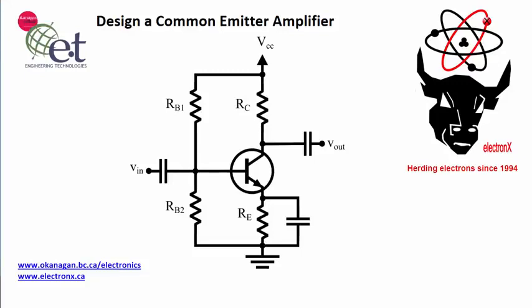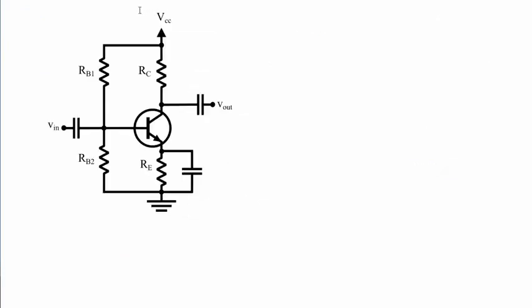I'd like to show you how to design a common emitter amplifier given a set of criteria for that amplifier. So this circuit right here is the common emitter amplifier, where I connect the input to the base and I have the output taken at the collector.